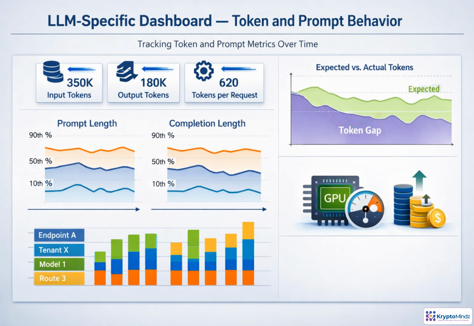For LLM systems, tokens are the basic unit behind both performance and spend. A useful dashboard separates input tokens from output tokens, then breaks them down by endpoint, tenant, model, and route. That makes it easier to spot prompt bloat, unusually long completions, or a retrieval change that suddenly adds context. When latency rises or GPU usage spikes, token percentiles often explain why. Comparing expected versus actual usage also helps catch template changes before they become cost surprises.